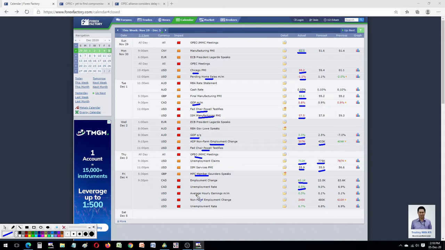And then Friday we go to the USD. Hourly earnings improved. The non-farm employment change was expected to drop. Unemployment rate slightly improved. But all these negative PMI, negative employment, negative services PMI actually caused the US dollar to plummet. Okay, so let's check about what's coming next week.